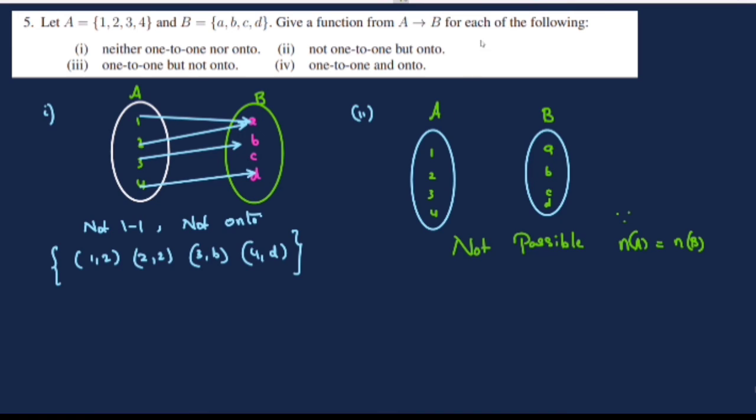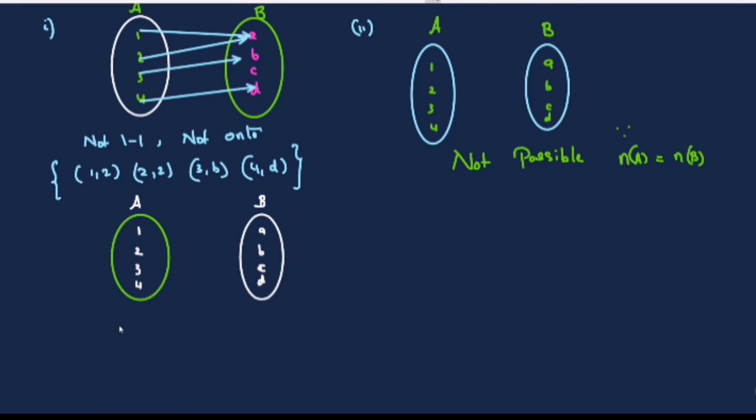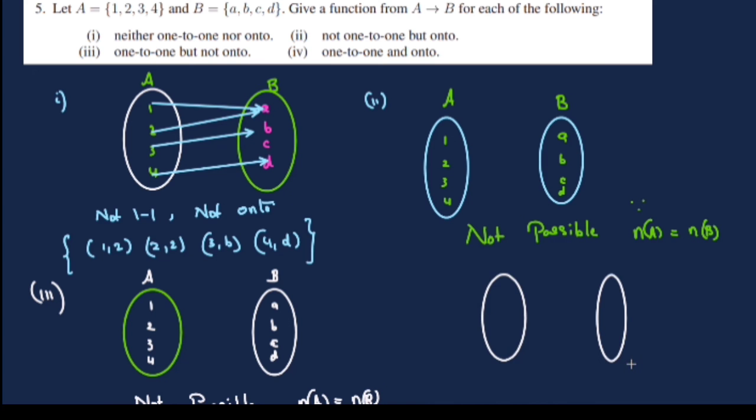Similarly, 1-to-1 but not onto, the third one, is it possible? Again here also it is not possible. Just draw and check. If you draw 1-to-1, it will automatically be onto because of the equal number of elements. Equal number means it will become automatically onto also. So it is not possible here either.